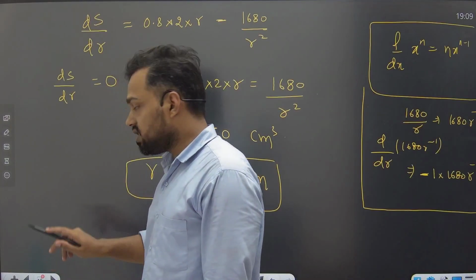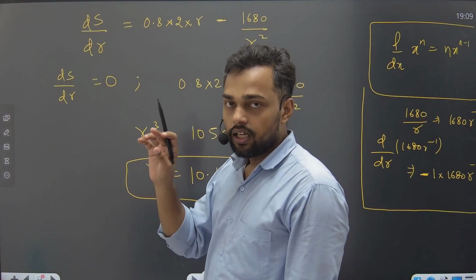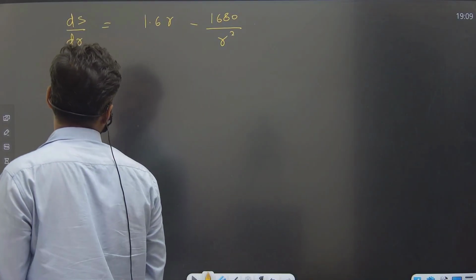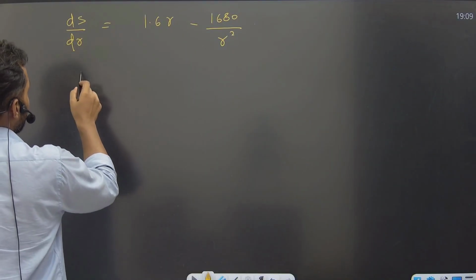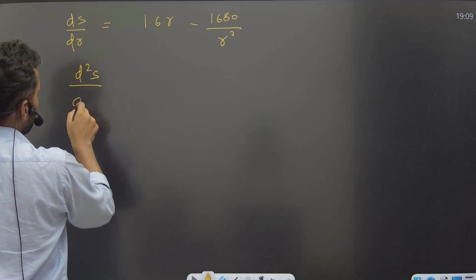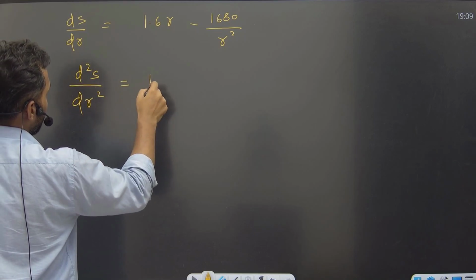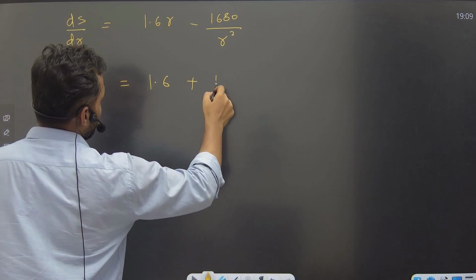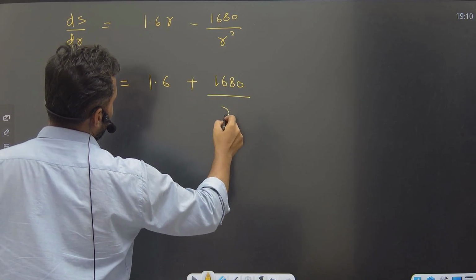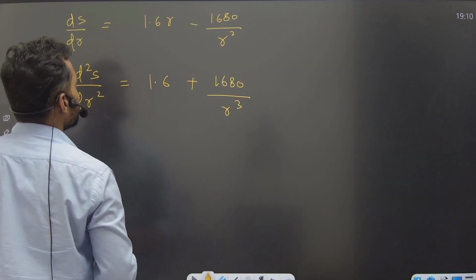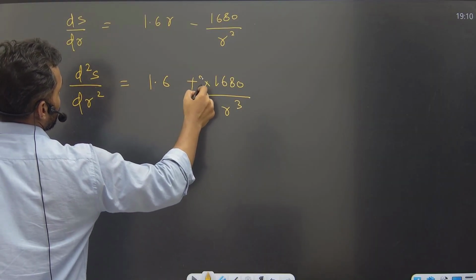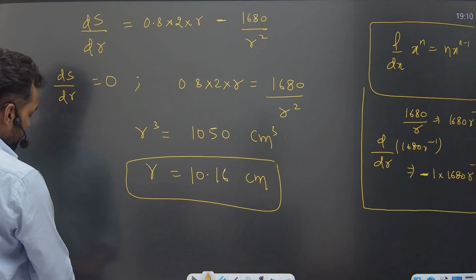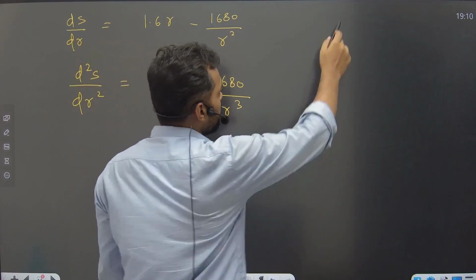So since it is the minimum surface area of the toy, it means that double differentiation should be positive in nature. So if I differentiate again, d2s by dr2, we'll get 1.6 positive of 1680 by r cube cross 2. How have I got this? Again same process, students. Again I have differentiated by the same process.